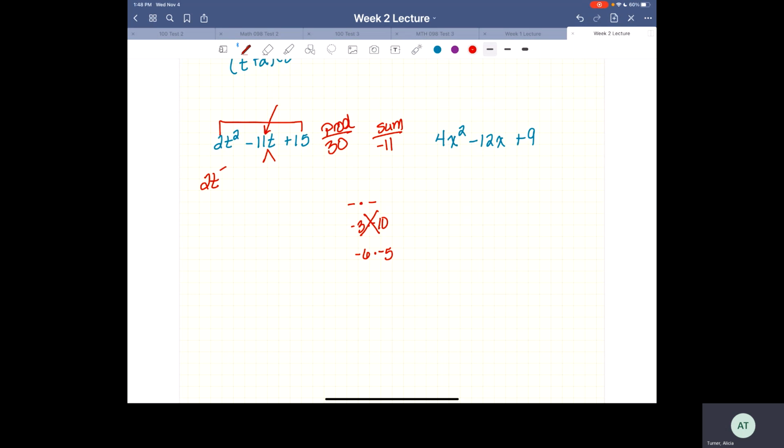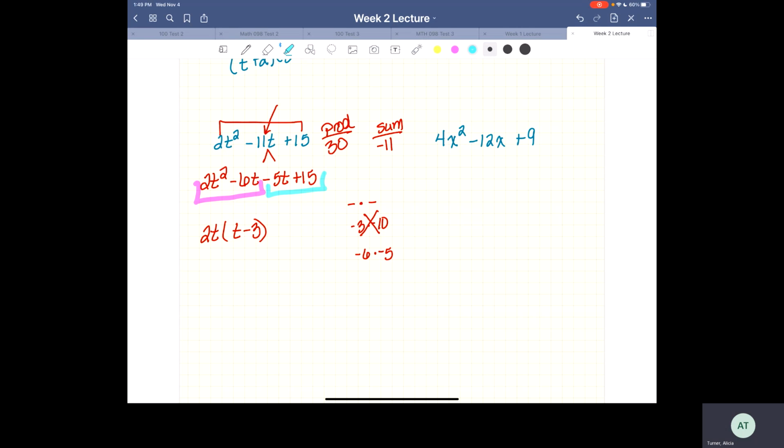So I have 2t squared minus 6t minus 5t plus 15. Okay, we're going to do the same thing that we would do if we were solving by grouping. What comes out of the first two? Okay, 2t comes out of the first two. So then I'm left with t minus 3. 2t times t gives me 2t squared. 2t times negative 3 gives me negative 6t.